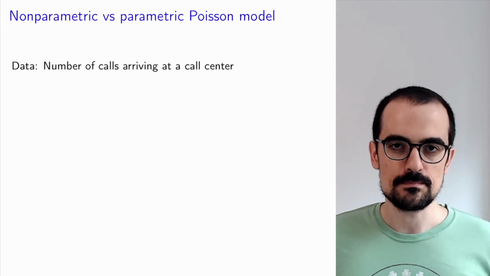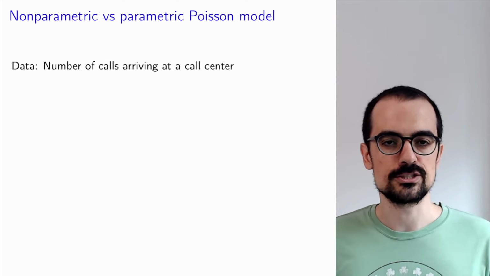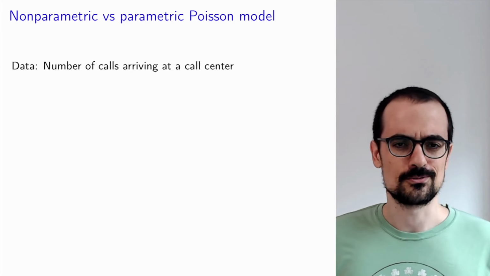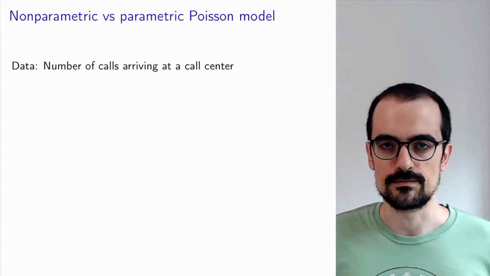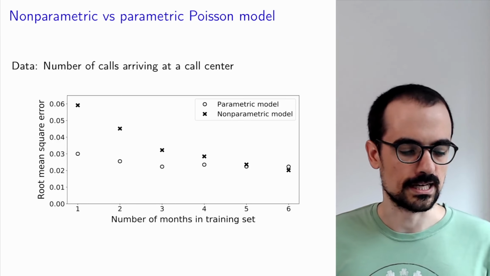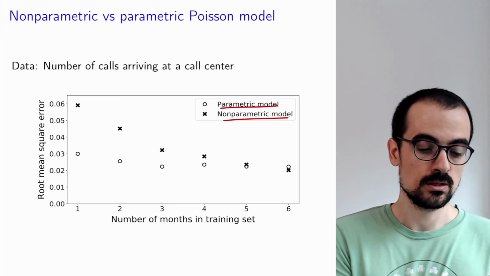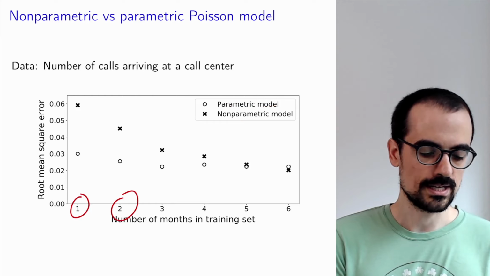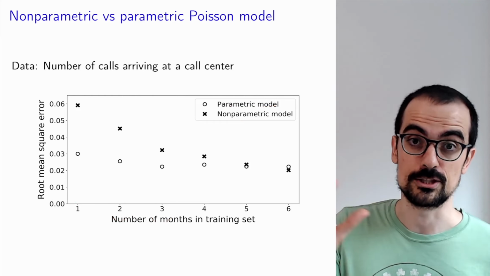Let me give you another example. And we're going to explain this example in more detail in the video on parametric against non-parametric models. So we have some data that is the number of calls arriving at the call center of a bank in Israel. This is data that is available online. And now we're comparing the parametric model and the non-parametric model for different amounts of data. So these are months that we're putting into the training set. The training set is just the set of data that we're using to fit the non-parametric and parametric models.